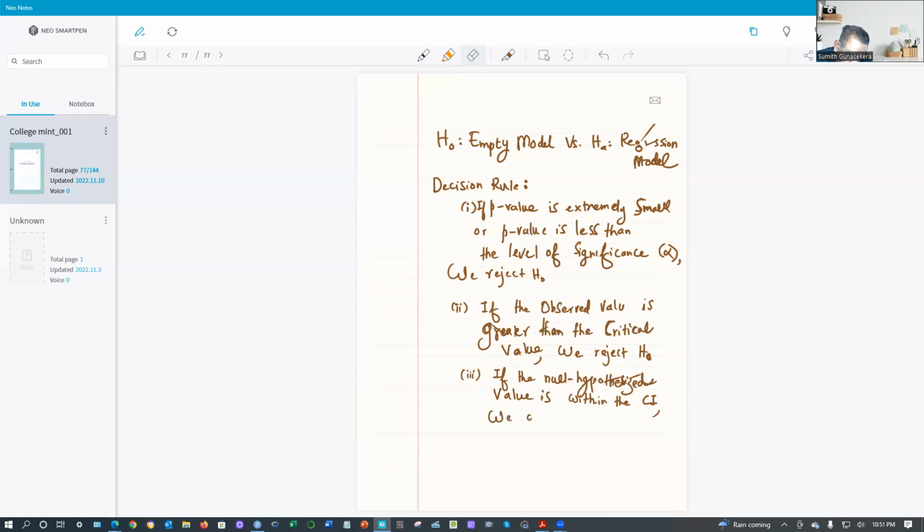Therefore in our case, Beta 1: since Beta 1 equals 0 is hypothesized, they say it is within this confidence interval. The confidence interval includes 0 for Beta 1, so Beta 1 is within the confidence interval, we accept it. That means we accept the null model, the empty model.